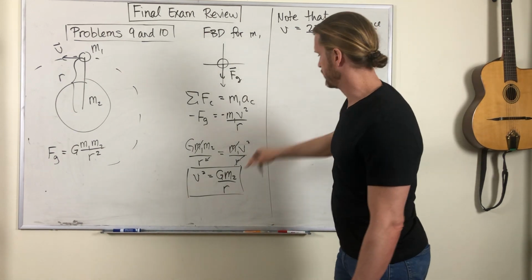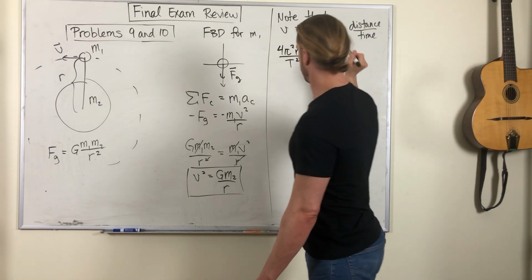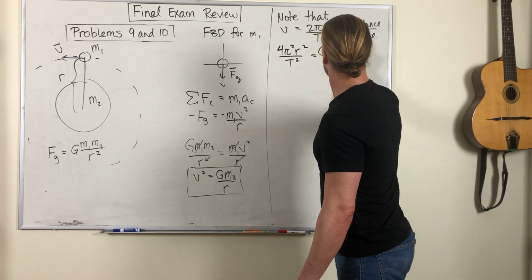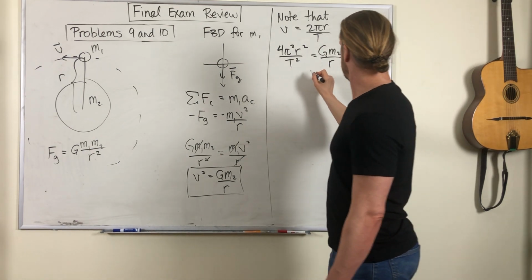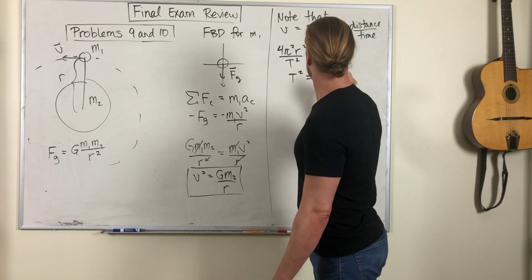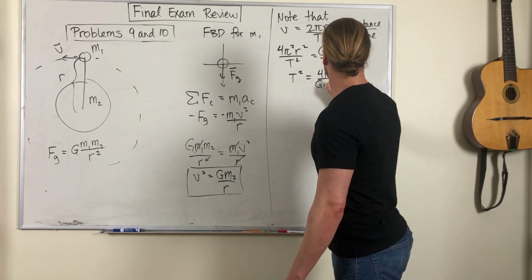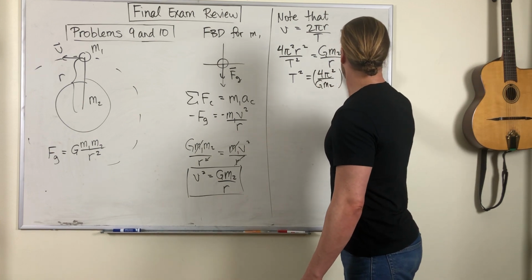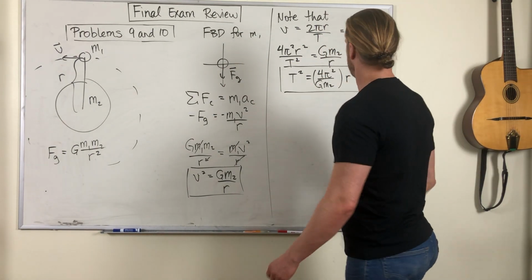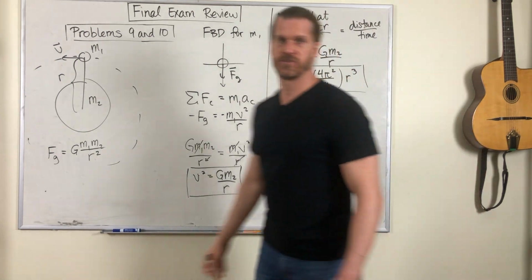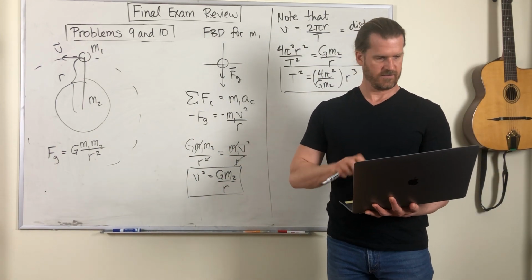So if we substitute that expression into v squared, we get 4 pi squared r squared over T squared is G m2 over r. And you can move this around a little bit and get this relationship that T squared equals 4 pi squared over G times the mass of the planet times the radius of the orbit cubed. All right, now with these two expressions, we can answer the questions in those review problems.